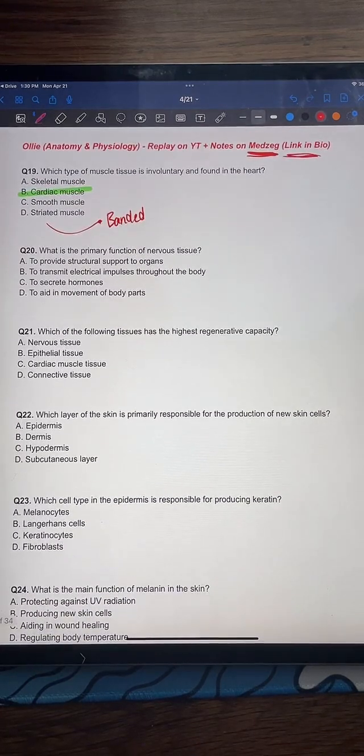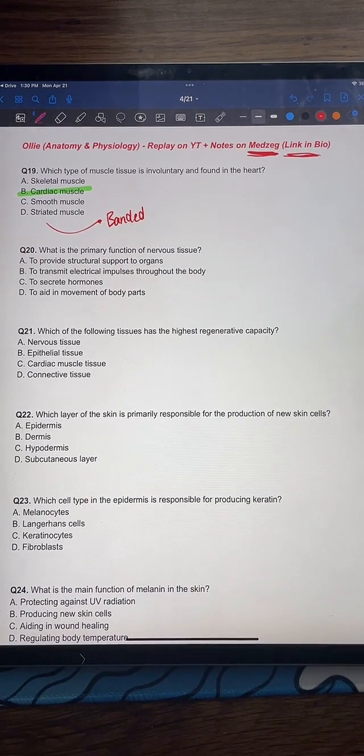Number 20, what is the primary function of nervous tissue?